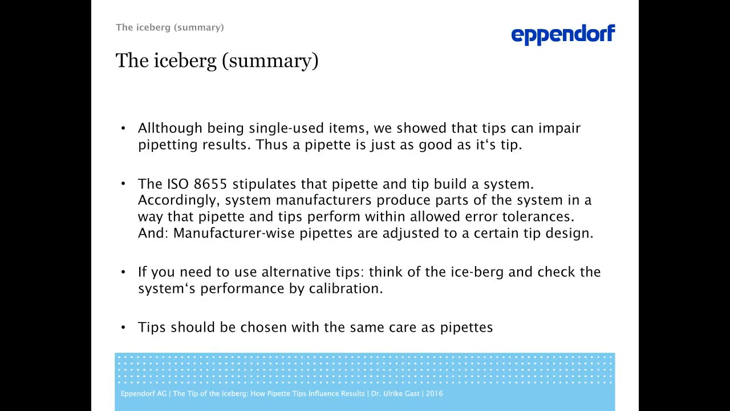Summarizing the content of today's webinar, I would like to point out 4 facts. We have seen that pipette tips can impair pipetting results, regardless of the pipette used. This might be surprising since pipette tips are single-use items. The ISO 8655 standard regards the pipette and tip to be a system. Accordingly, system manufacturers produce all parts of the system to fit to each other. This ensures best performance. Furthermore, by the manufacturer, pipettes become adjusted to a certain tip design.